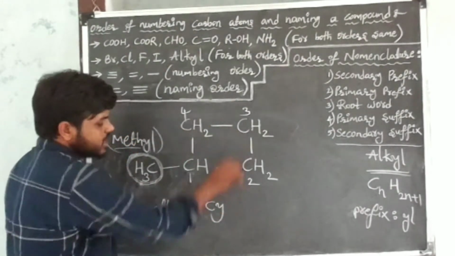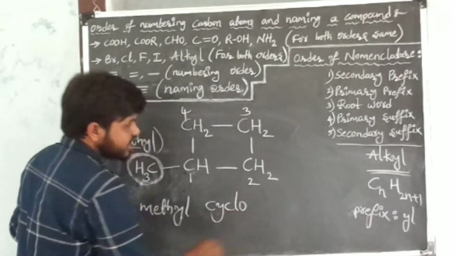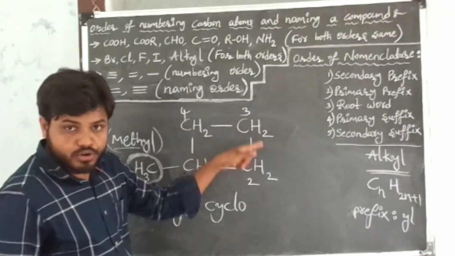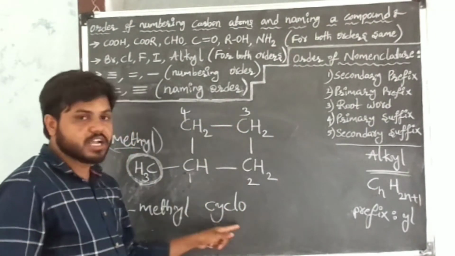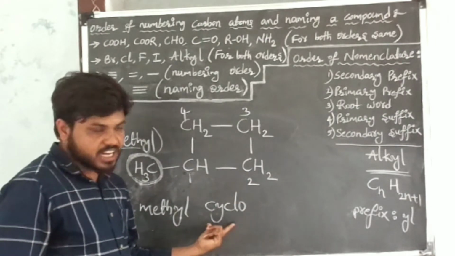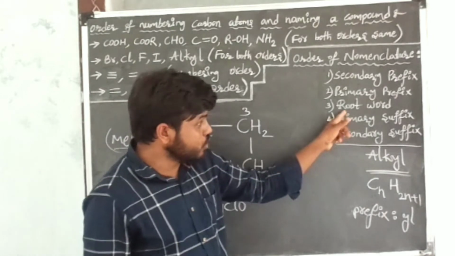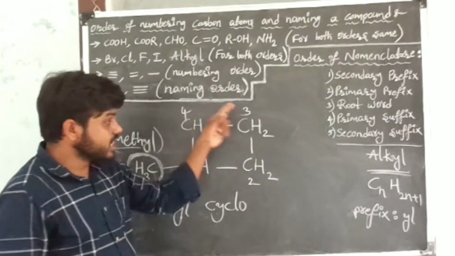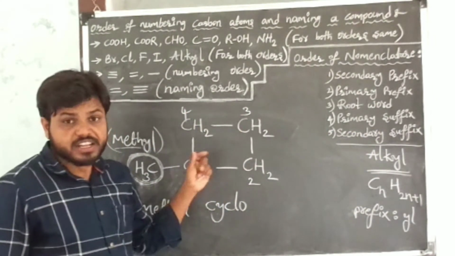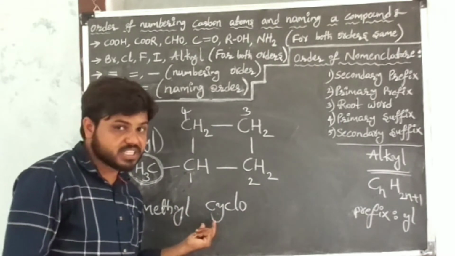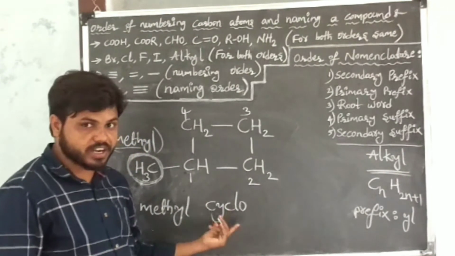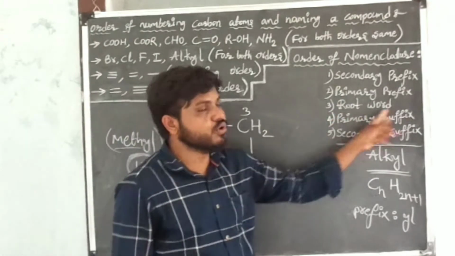Cyclo. In the given carbon compound, there is a ring, so it is cyclic. The prefix of cyclic is cyclo. I have written cyclo. After writing that, go to the root word.